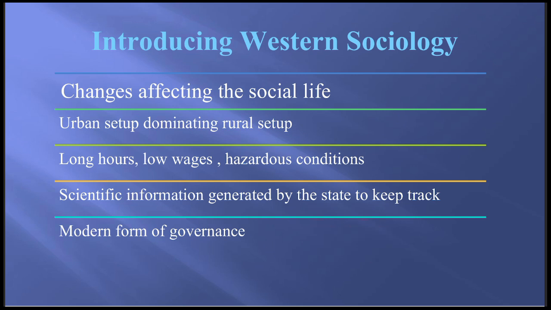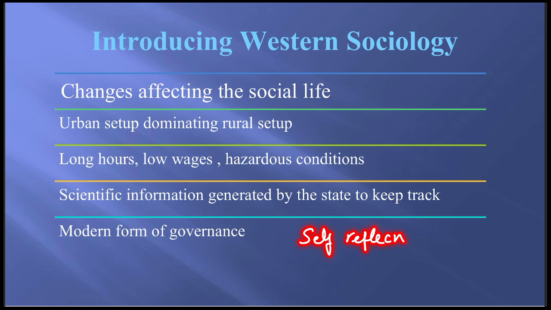Sociological thought was concerned with the scientific analysis of development in the industrial society. The scientific information generated by the state to monitor and maintain the health of its social body became the basis for reflection on society. Sociological theory was the result of this self reflection.